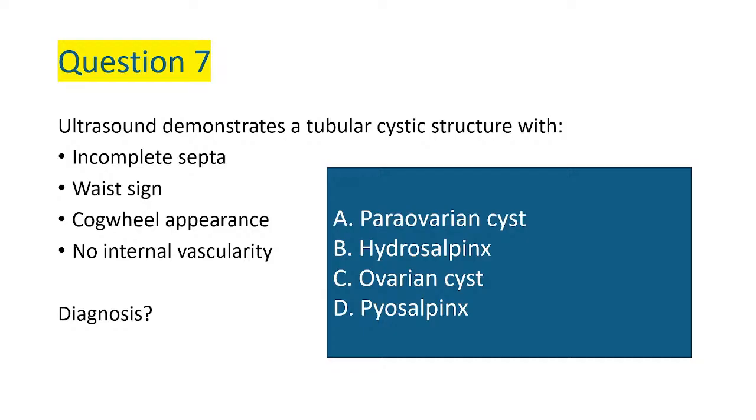Question number 7. Ultrasound demonstrates a tubular cystic structure with incomplete septa, with the waist sign, cogwheel appearance, no internal vascularity. What is the most likely diagnosis?